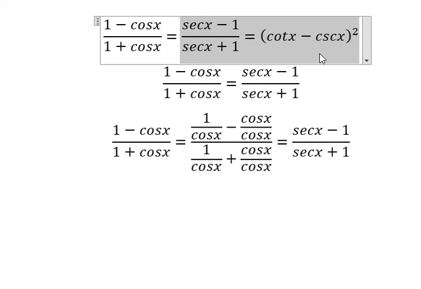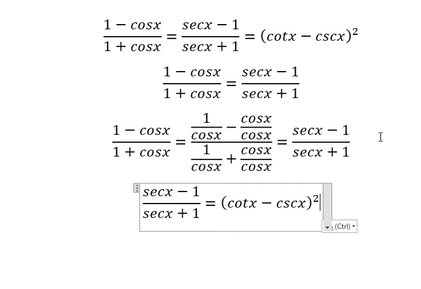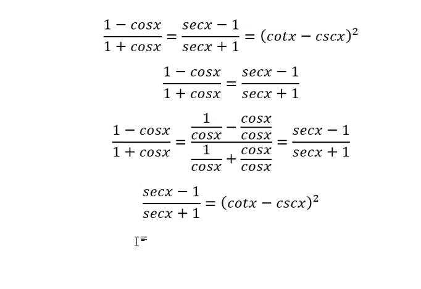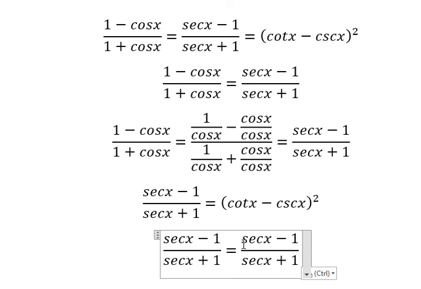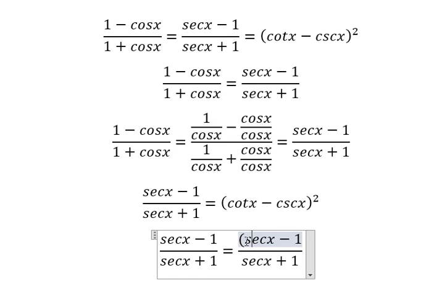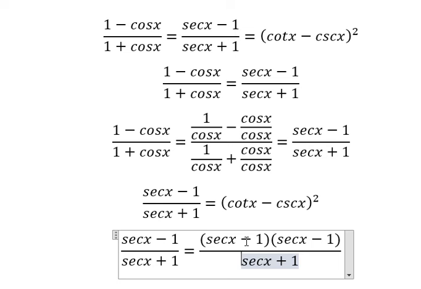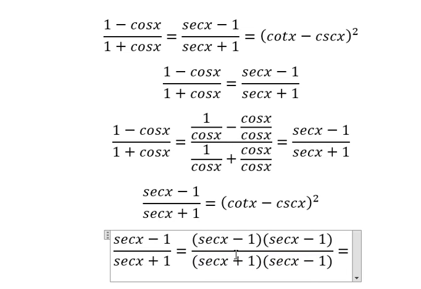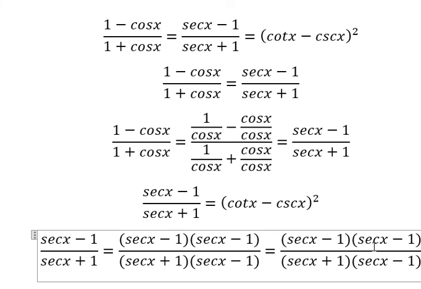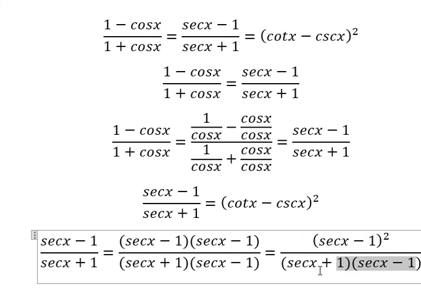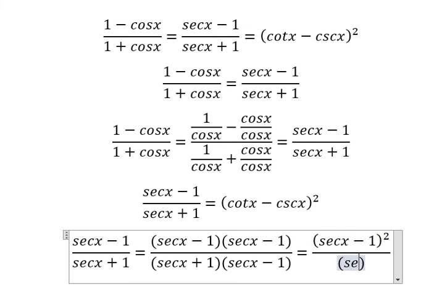Now let's go to the second one in here. So for this one, I need to multiply by secant of x minus 1 on numerator and denominator. So we know that this one we have secant of x minus 1 to the power of 2. This one we have secant of x squared minus 1.